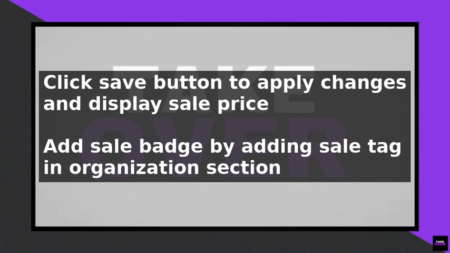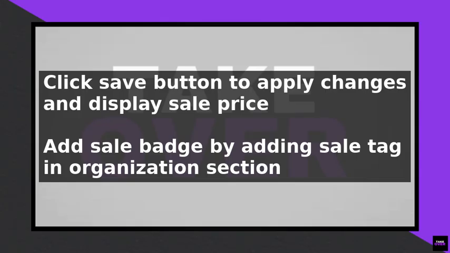the product. To do this, go to the product details page and scroll down to the organization section. Click on the tags field and add the tag sale or on sale. This will automatically add a sale badge to the product on your store.